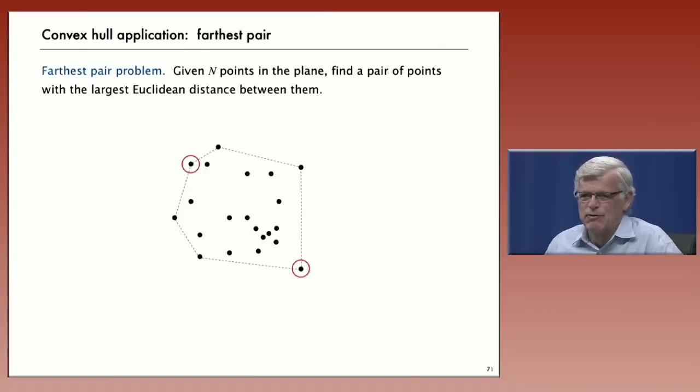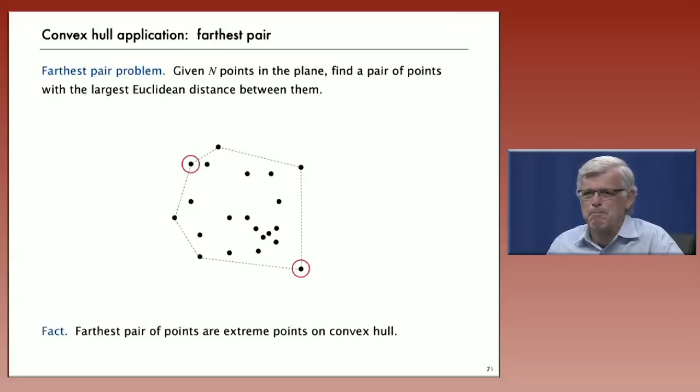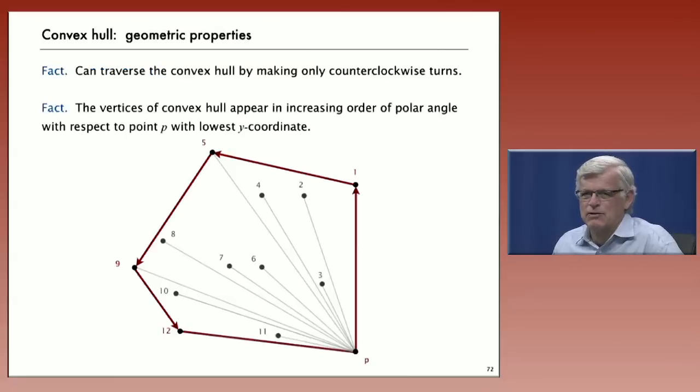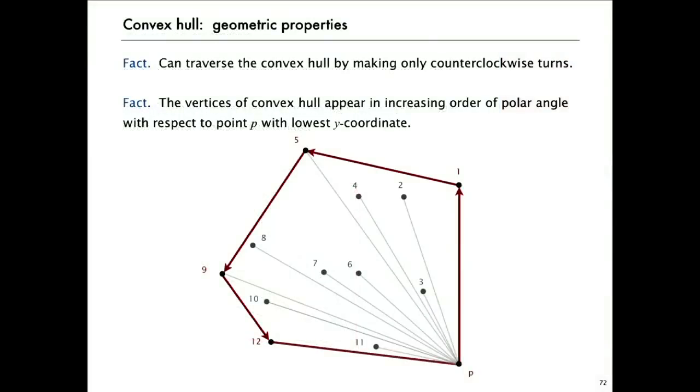Here's another application. If you want to find the pair of points that are the farthest apart in a set of points in the plane, this is sometimes important in statistical calculation or other applications. They're on the convex hull. If you have the convex hull, this computation is easy. They're going to be extreme points on the convex hull. So there's a lot of geometric properties of the convex hull that we can take advantage of to develop an algorithm. And here are two properties.